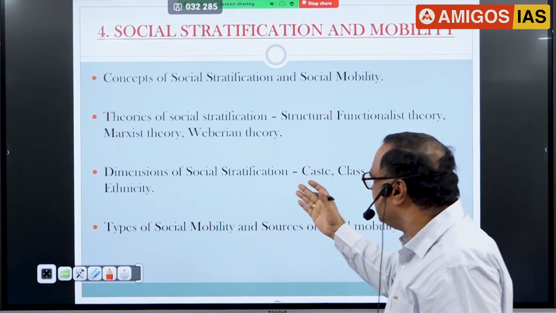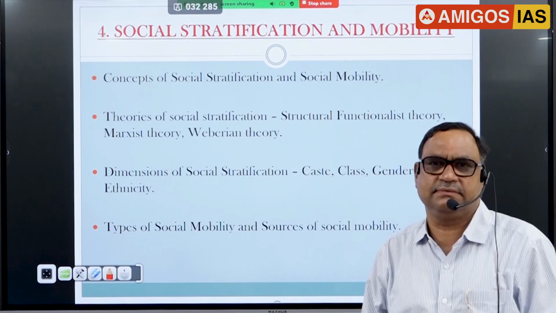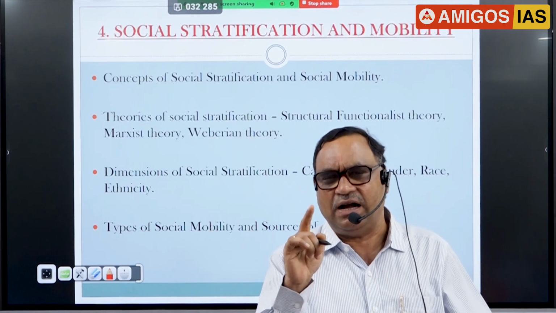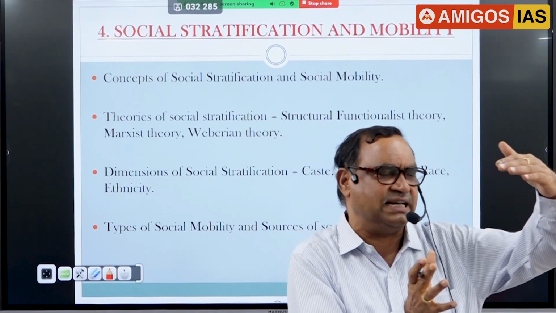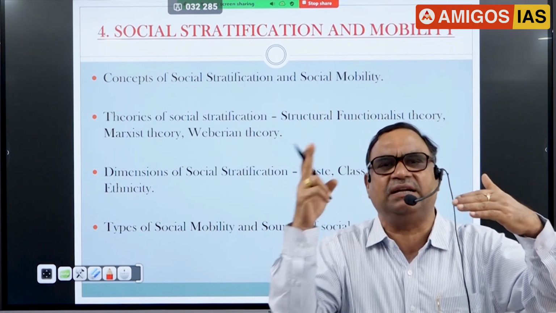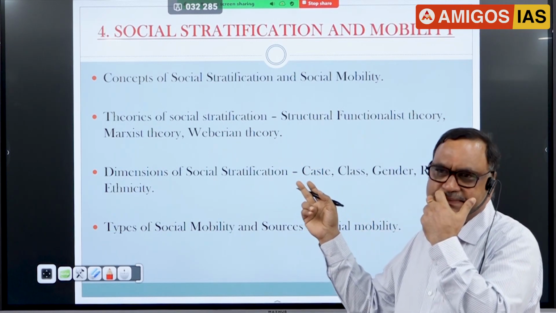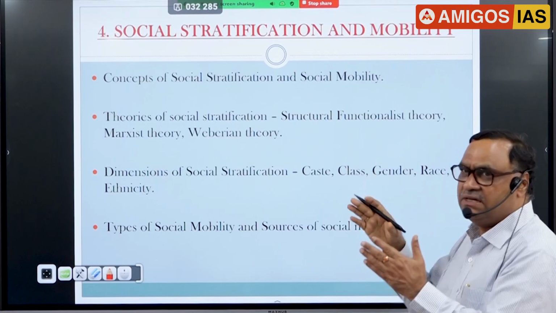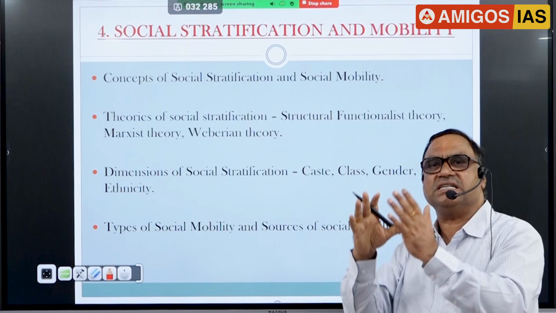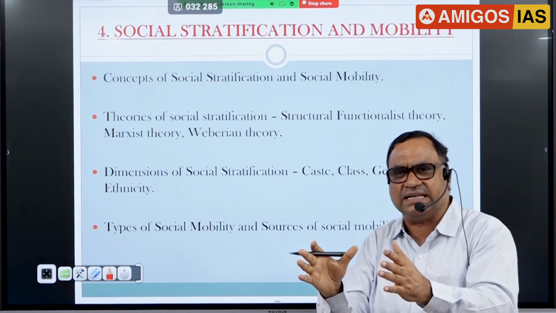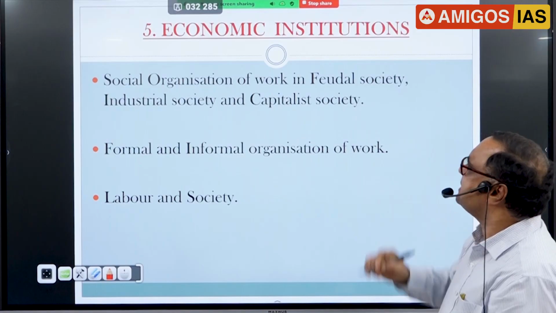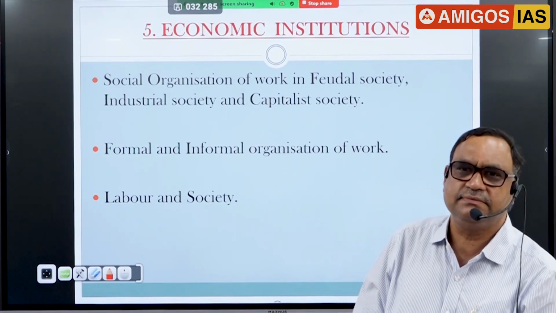Then there are certain theories of stratification. We have Marxian theory, Weber's theory. That's why I told you, if you are thorough with those 6 thinkers, same thing will repeat in all chapters. Then again, when we discuss theories of social stratification, we discuss Marxian theory, Weber's theory, Parsons' theory, right?